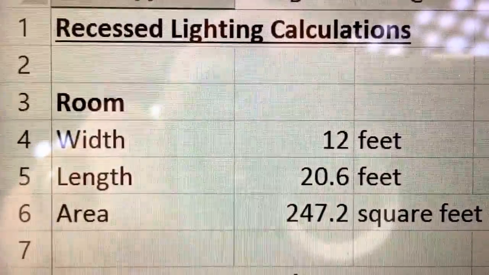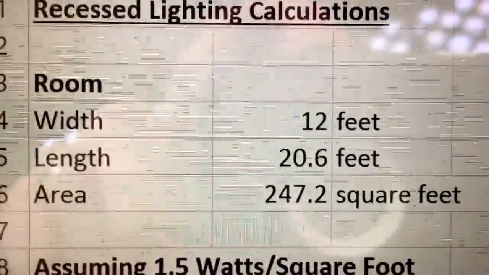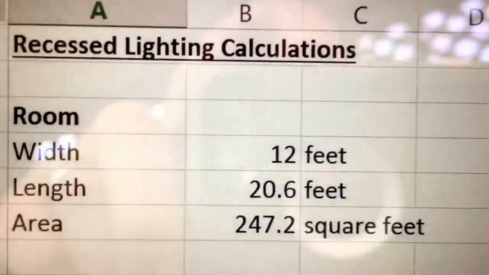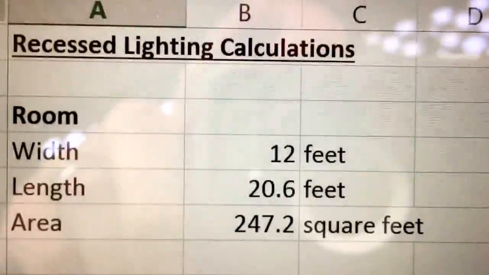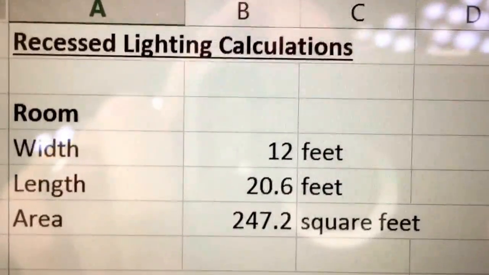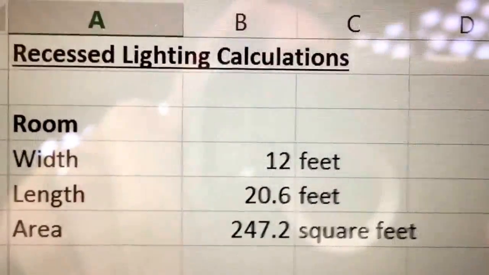I'll make a brief video on selecting the number of recessed lights that you might apply in your remodel. First thing you need to do is, of course, know the square footage. In this case, this room is 12 foot by 20.5 feet roughly, and that gives us about 247.2 square feet.